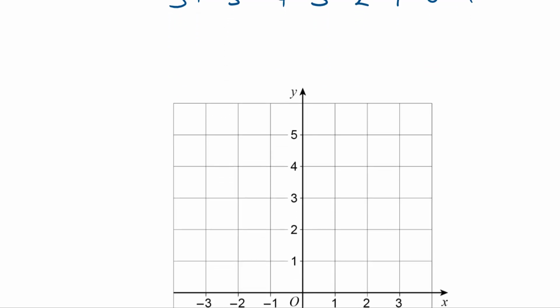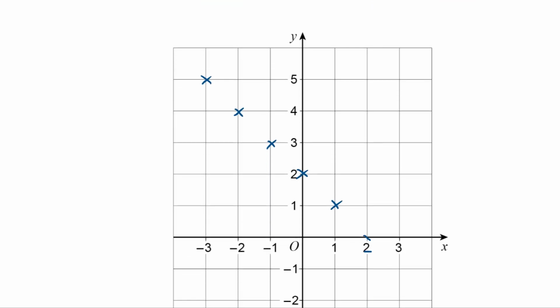Okay, so I've got -3, 5 to plot. -3, 5. -2, 4. -1, 3. 0 goes with 2. 1 goes with 1. 2 goes with 0. And 3 goes with -1.